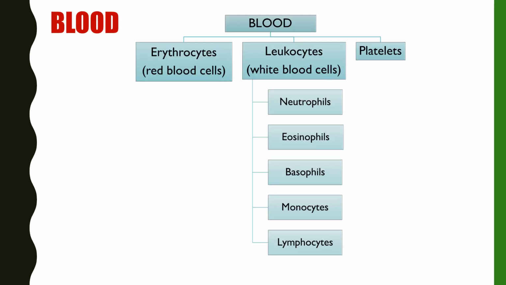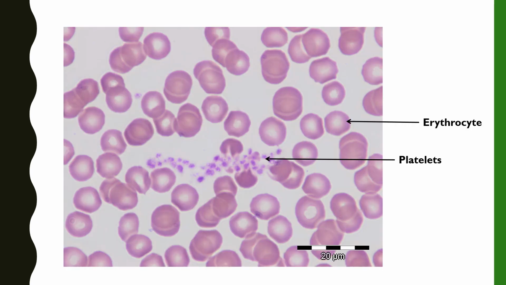And then for the blood, I will not cover much, just a touch on it, because you will learn more about the blood structure in your second year. We have erythrocytes, leukocytes, and platelets as components in the blood. And for leukocytes, we have several components: neutrophils, eosinophils, basophils, monocytes, and lymphocytes.